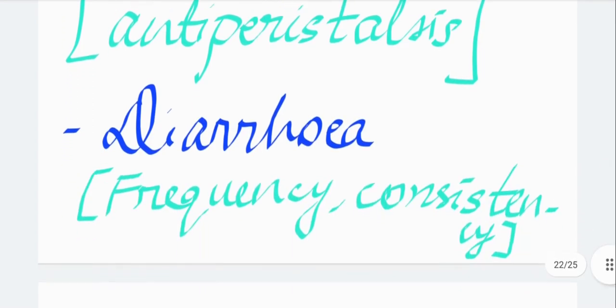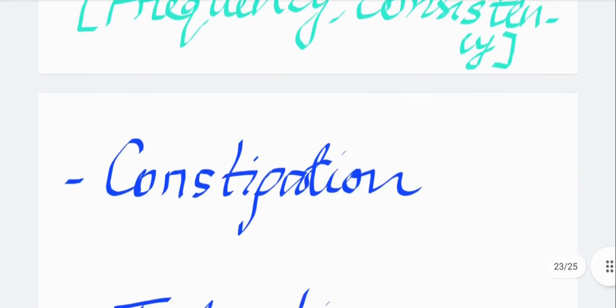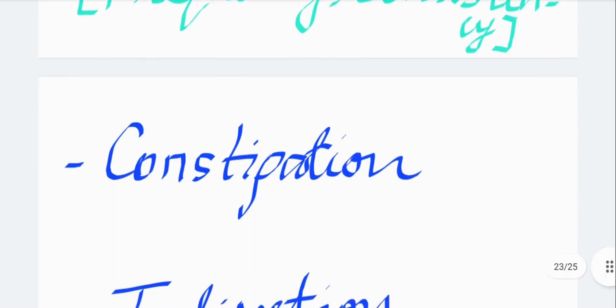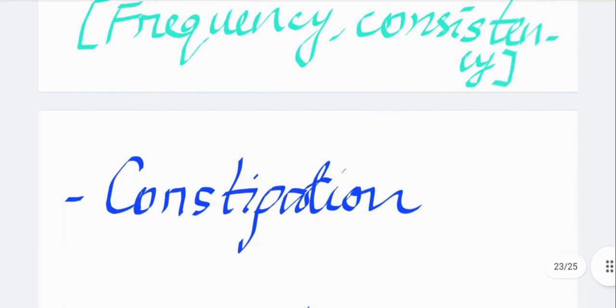Another thing is diarrhea. Diarrhea basically means change in frequency and consistency of stool. There is increase in frequency and it is watery in consistency. And the inability to pass stool is known as constipation. The normal cutoffs are 3 times in a day or once in 3 days. Both are normal. Less than that or change in consistency is constipation, or if more than that or watery consistency, it is diarrhea.